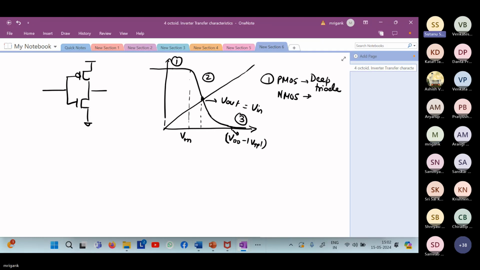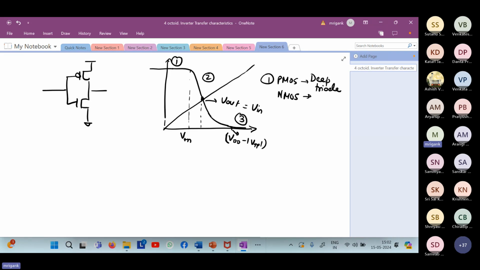Because, sir, it's below VTN, so the capacitor has not fully discharged yet. Sir, forget the capacitor; the saturation condition is not about the capacitor. We need to talk about the MOSFET's conditions. MOSFET condition depends upon the terminal voltage. So in region 1, why is the PMOS in deep triode?